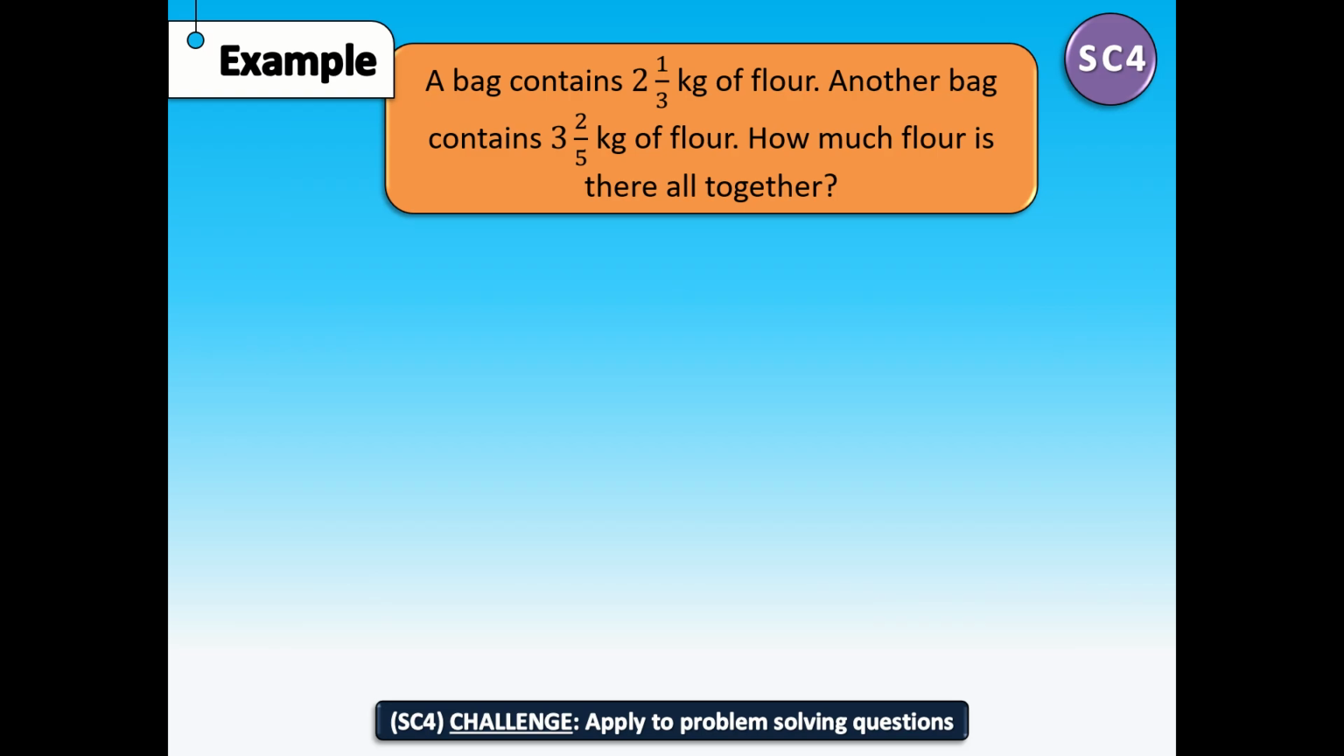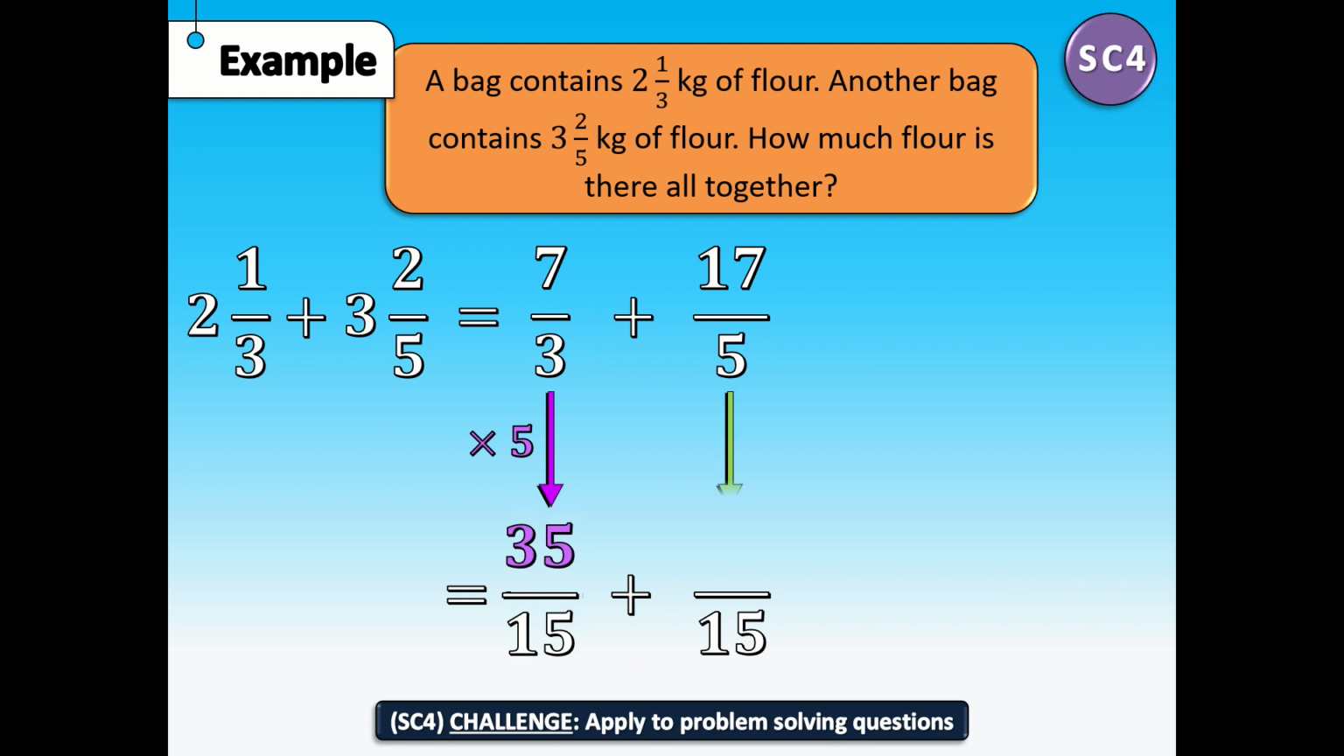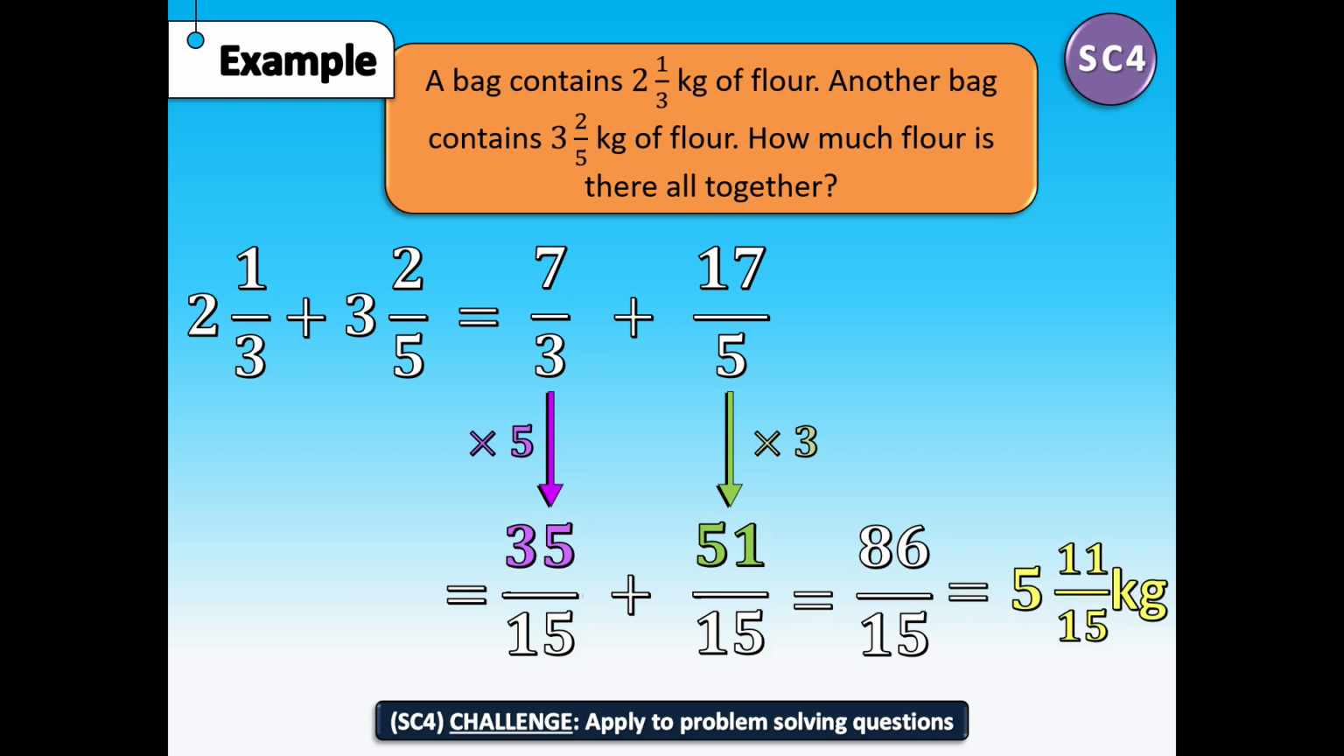So this question says a bag contains 2 1/3 kilograms of flour, another bag contains 3 2/5 kilograms of flour. How much flour is there altogether? So we want to add these two together. So I need to make them both into improper fractions. Then make the denominators the same. So I've times this one by 5 and this one by 3. Then I can add the numerators together and convert it back into a mixed number. So my final answer is 5 and 11 over 15 kilograms.